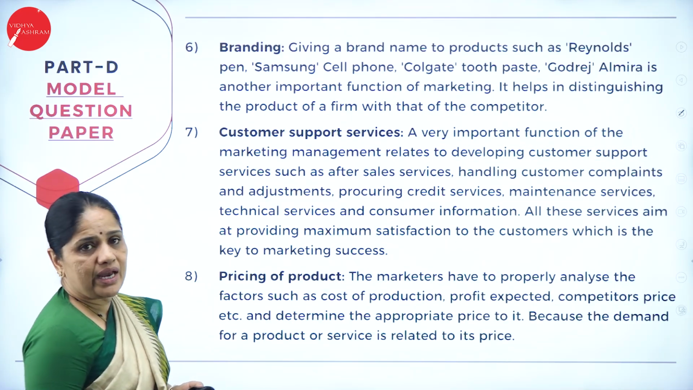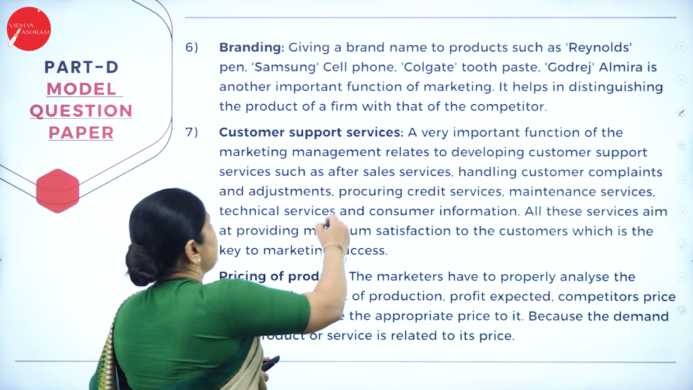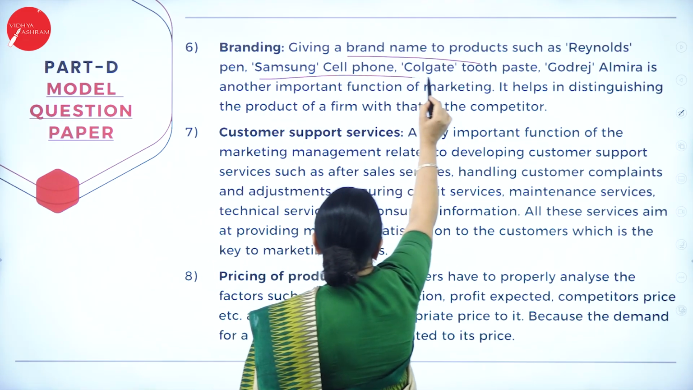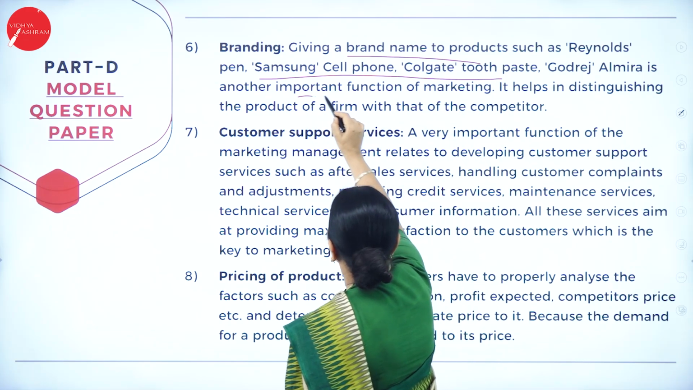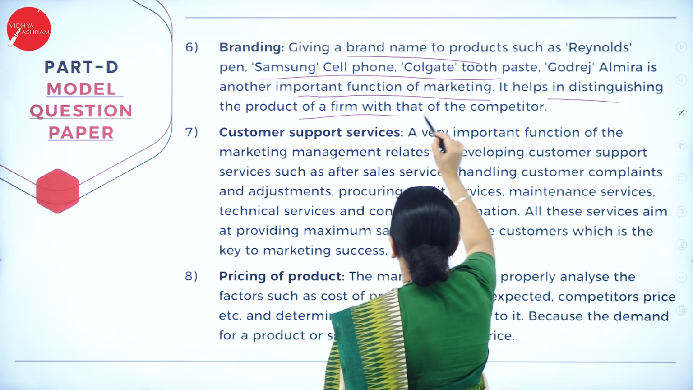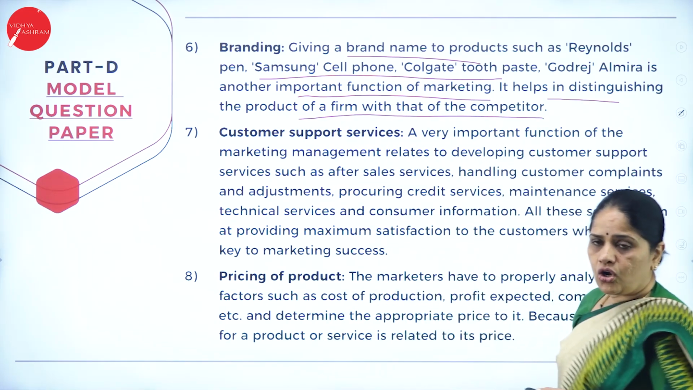Then the next one is branding. So giving a brand name to the products such as Renault, Samsung cell phone, etc. It is an important function of marketing, as it helps in distinguishing the product of a firm from that of the competitor.